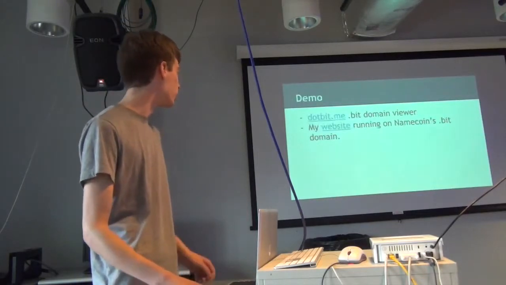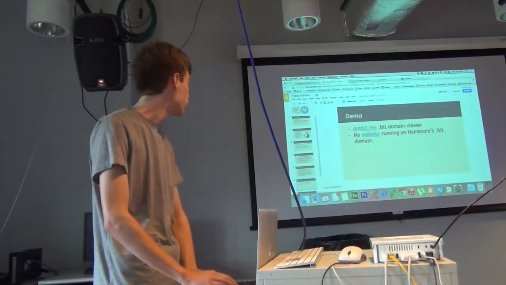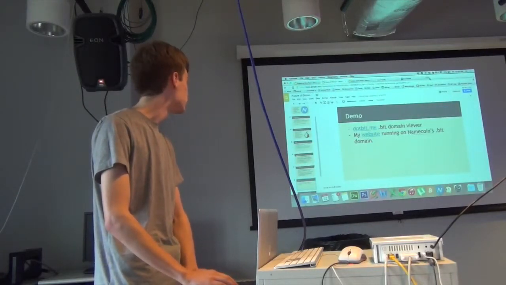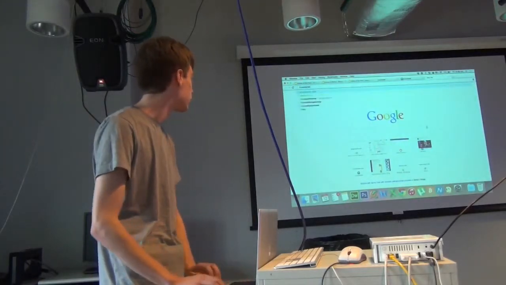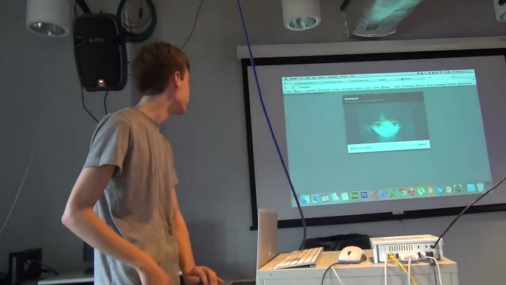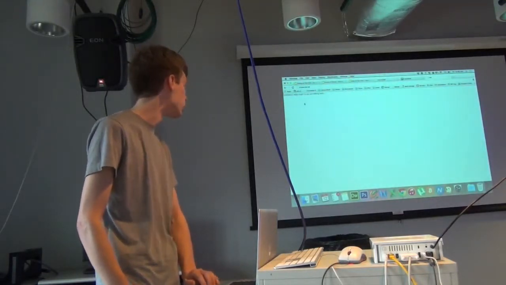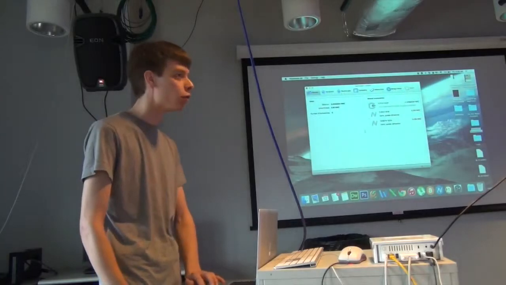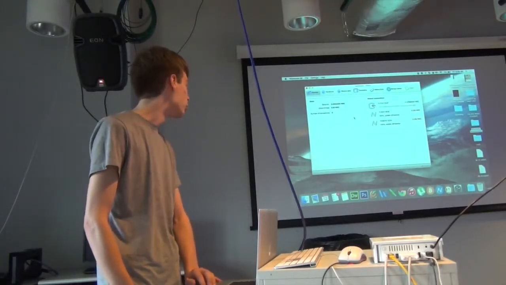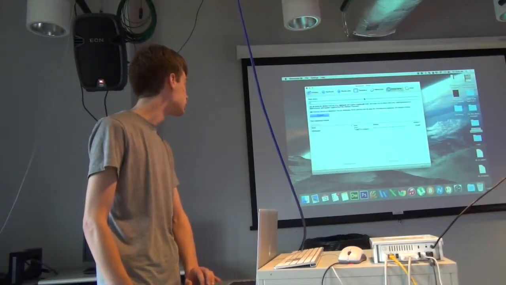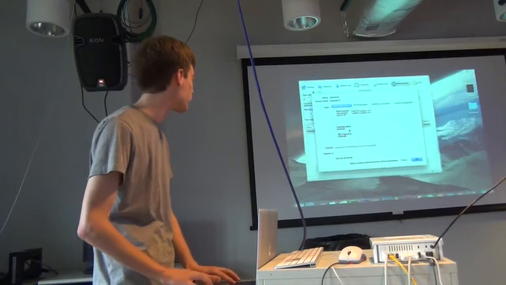I have a little bit more, but I'm going to jump to this. This is my site running on Namecoin. This is my Namecoin wallet. So this is my Namecoin application. Basically, the way it works is you can submit names. I wish the resolution on the screen were a little bit better.